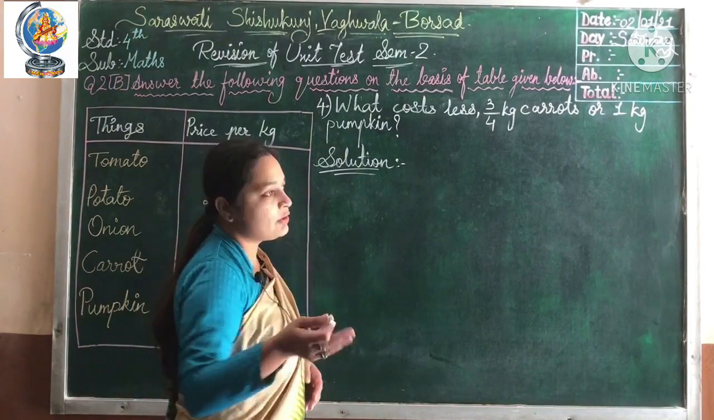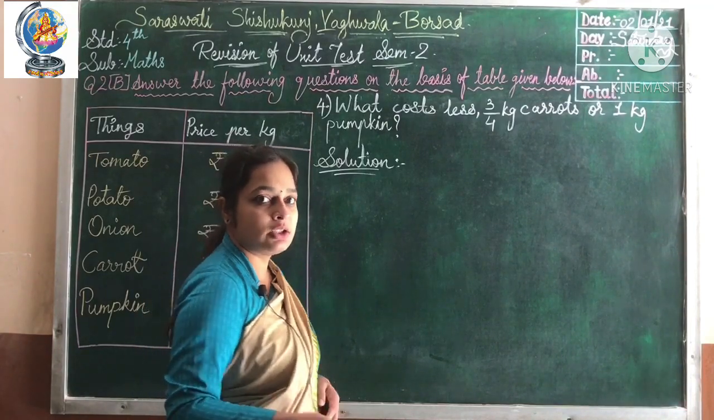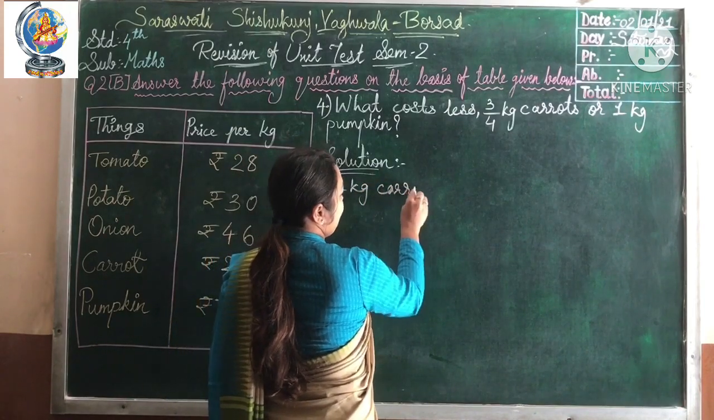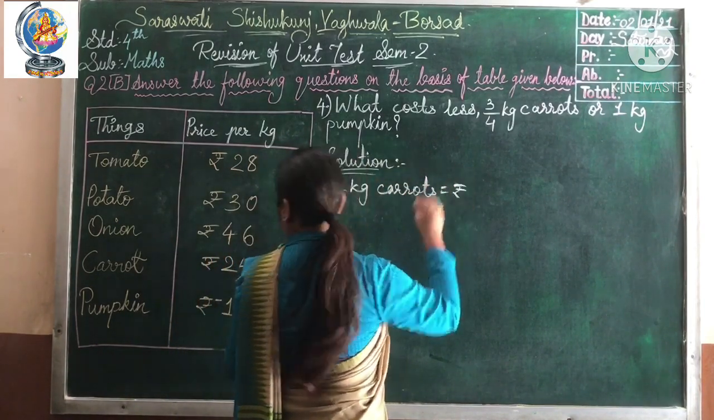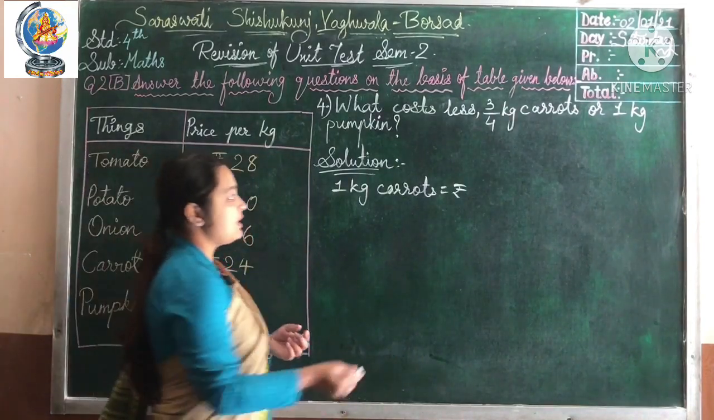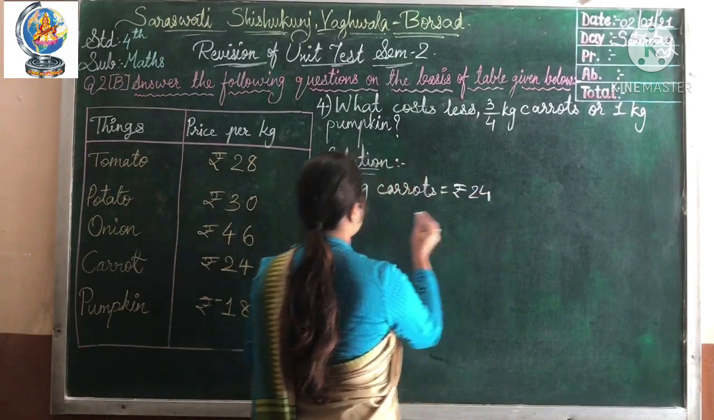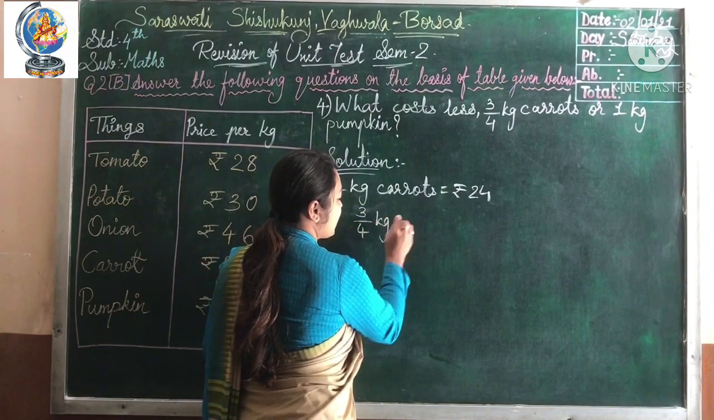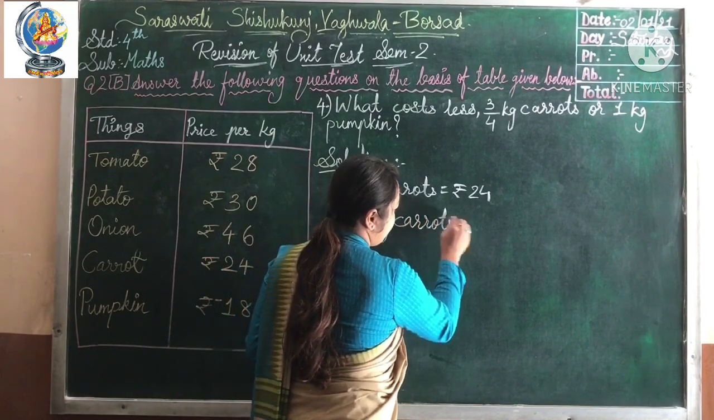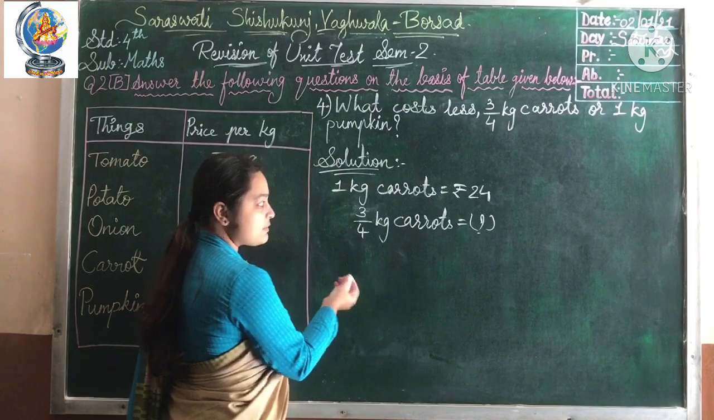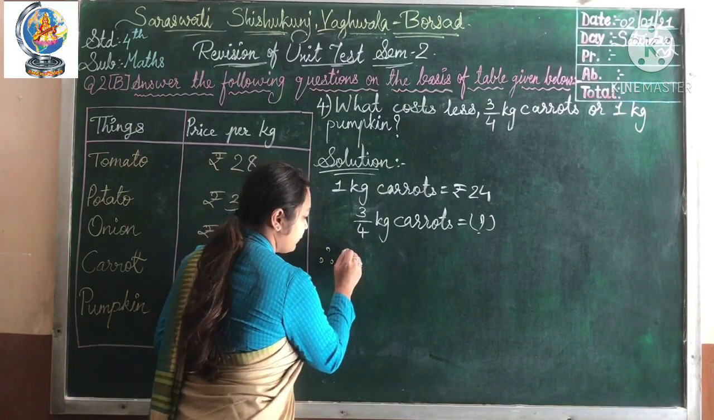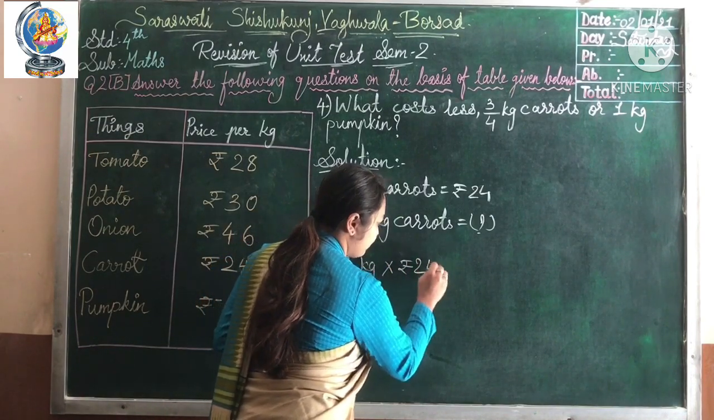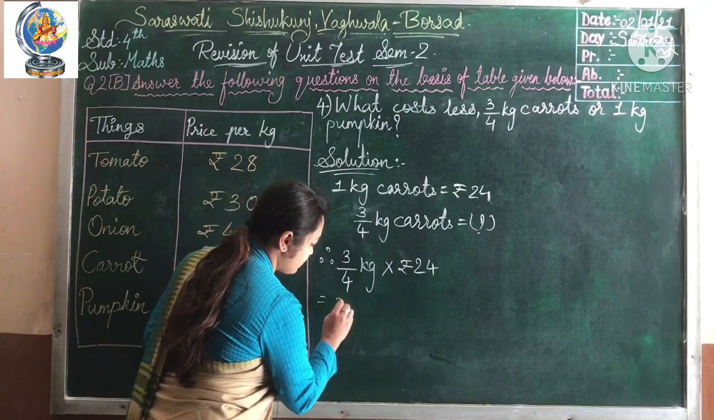So first we need to find the 3/4 kg price of carrots, okay? So we can say that 1 kilogram carrots is equal to rupees, what is the price given to us here? 24 rupees, right? So we will write 24 here. So we can say that 3/4 kg carrots is equal to question mark. Okay, let's multiply 3/4 by rupees 24.